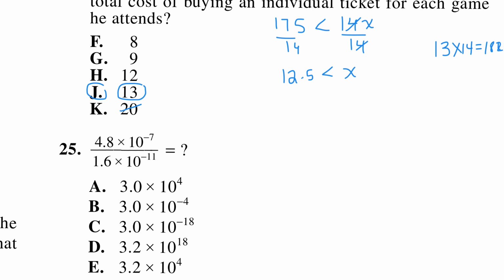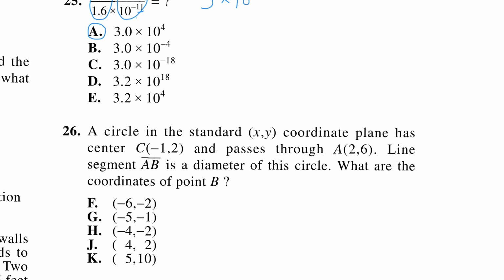Number 25 could be done with a calculator, but actually you could just divide these out here and divide these out here. 4.8 divided by 1.6 is the same thing as 48 divided by 16, which is 3. And then when you have 10 to the negative 7 divided by 10 to the negative 11, you subtract the exponents. A negative 7 minus a negative 11 would be 10 to the 4th. And so this problem should be 3.0 times 10 to the 4th, which is answer A. Answer is A.